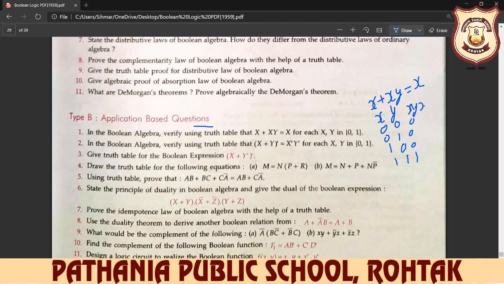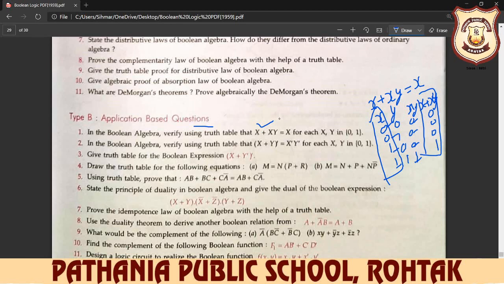Now we need x plus xy. So here is x and here is xy. 0 plus 0 is 0, 0 plus 0 is 0, 1 plus 0 is 1, and 1 plus 1 is 1. So you see here is our x and here is our x plus xy, always equivalent. So the left hand side is equal to the right hand side. So our truth table is verified. And the next question you do yourself.